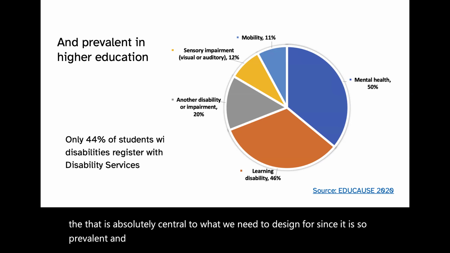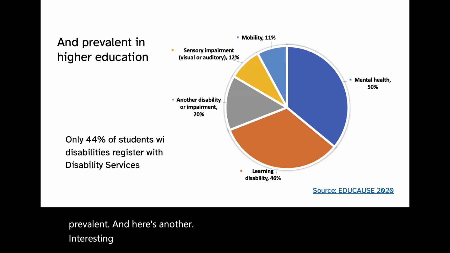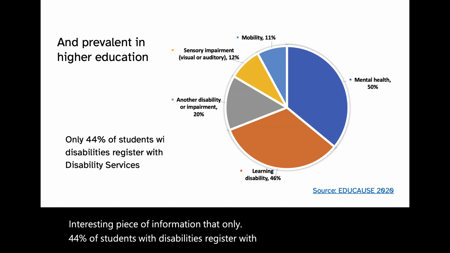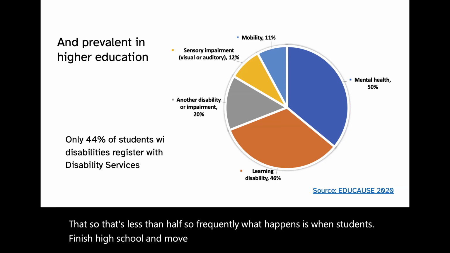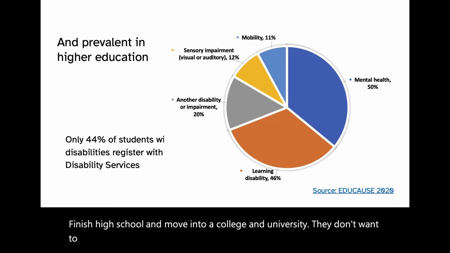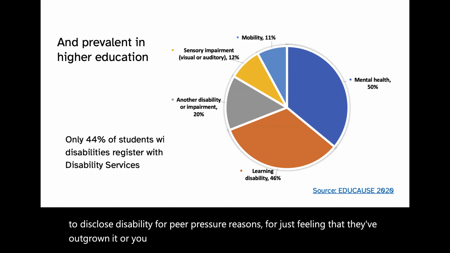And here's another interesting piece of information, that only 44% of students with disabilities register with disability services. So that's less than half. Frequently what happens is, when students finish high school and move into a college or university, they don't want to disclose a disability, for peer pressure reasons, for just feeling that they've outgrown it, or other social and personal reasons for it.